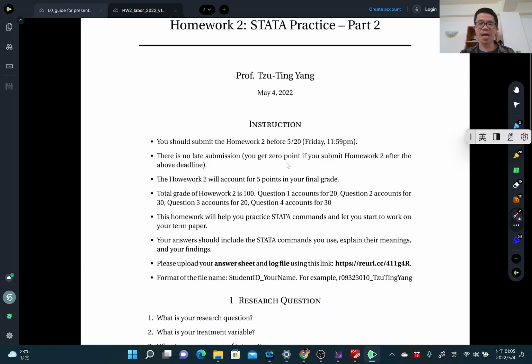Okay. And this will count for 5 points of your total final grade. And the grade structure is like here. And this helps you to practice your data commands and also helps you to work on your term papers.